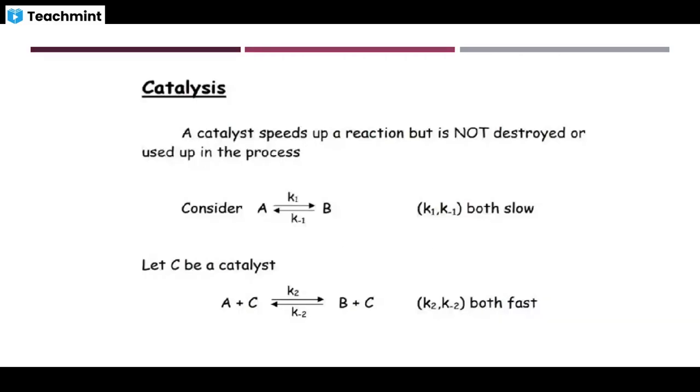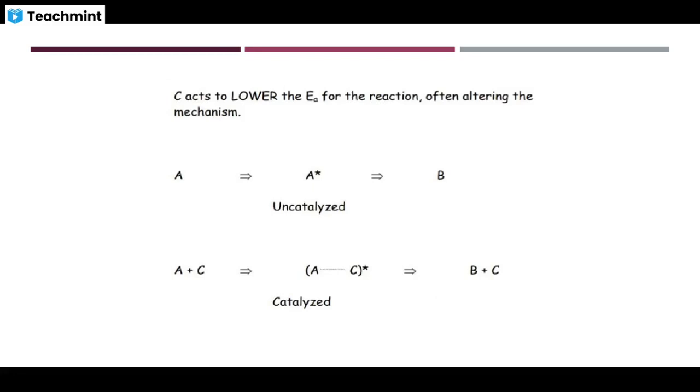Catalysis. A catalyst speeds up the reaction but is not destroyed or used up in the process. Consider A and B in equilibrium with k1 and k minus 1, and let C be the catalyst. A plus C gives k2. Now the rate constants become k2 and k minus 2. Without the catalyst, k1 and k minus 1 are very slow. After adding the catalyst, k2 and k minus 2 are both very fast. So the mechanism is different.